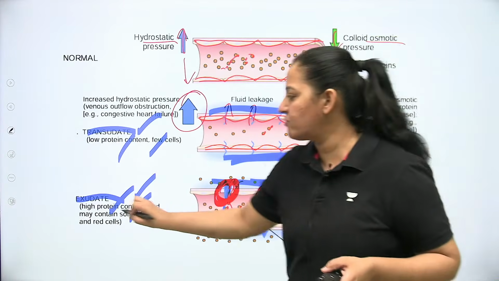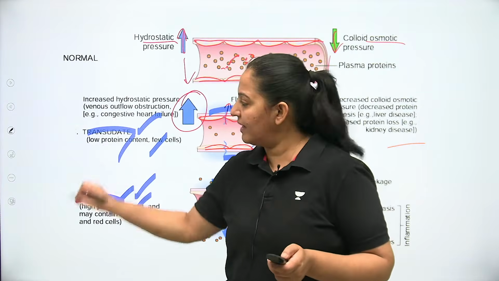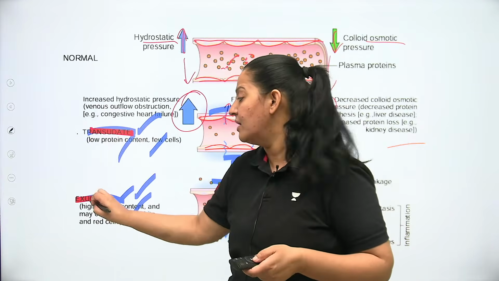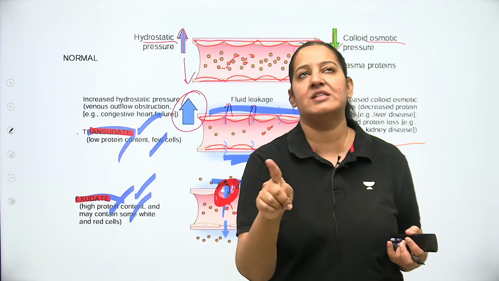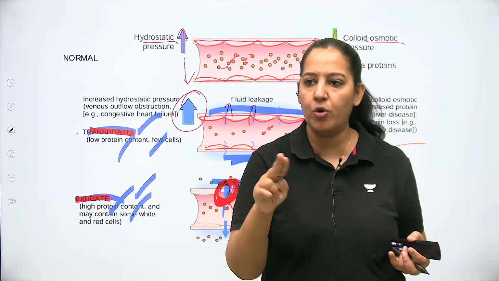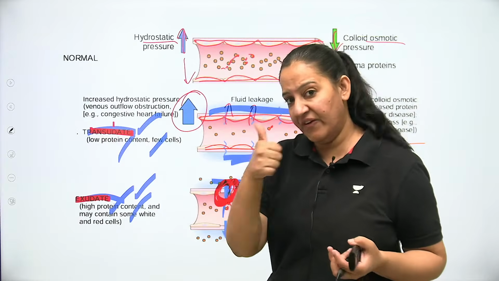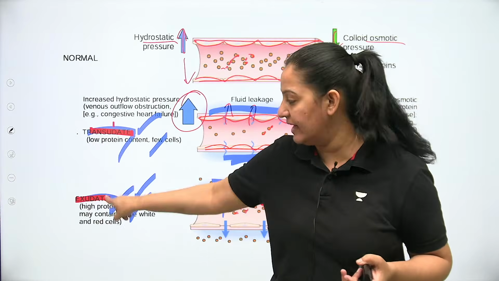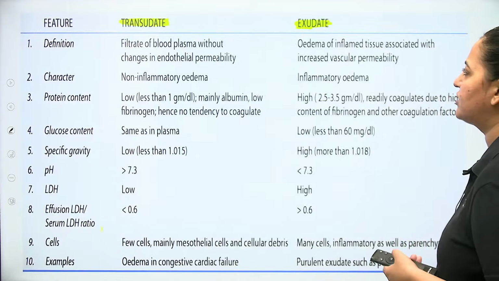So can we say exudate edema forms only in inflammation? Otherwise, there is no exudate edema. Normally, the edema is transudate, but in inflammation, the edema is exudate. So I taught you 5 reasons for edema. The first 4 reasons, that is increased hydrostatic pressure, decreased oncotic pressure, sodium water retention and lymphatic obstruction, lead to transudate. But the 5th one, increased vascular permeability, leads to exudate. You got my point? So those are the 2 types of edema.